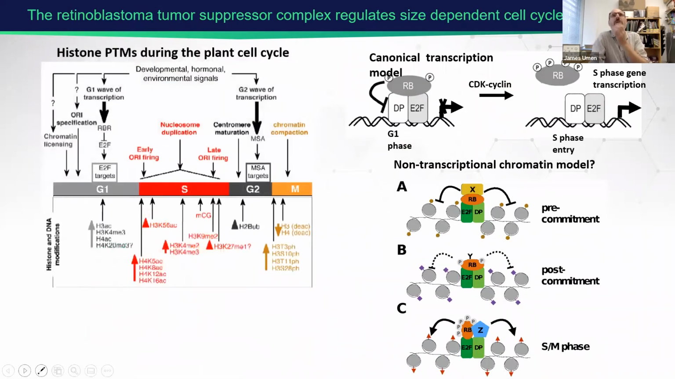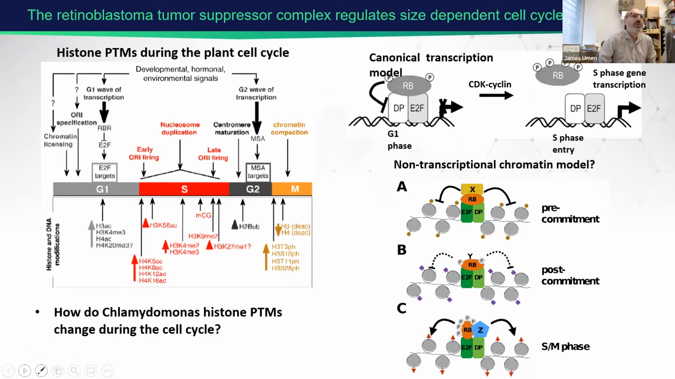So one of the ideas we're entertaining and trying to test now is whether there's some direct impact on chromatin, not necessarily through transcription, that alters the cell cycle. And the idea is that maybe this complex, which we know is bound to chromatin, is affecting histone and chromatin conformation. And so the kind of questions we want to be able to ask are, first, how do Chlamydomonas histone PTMs change during the cell cycle?